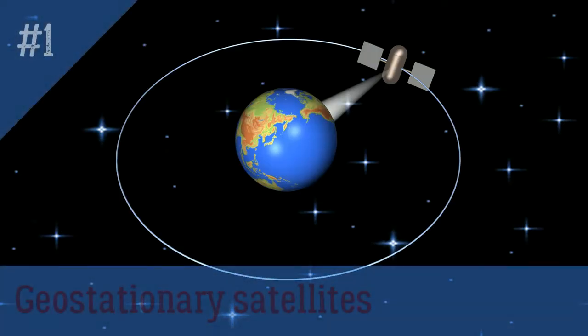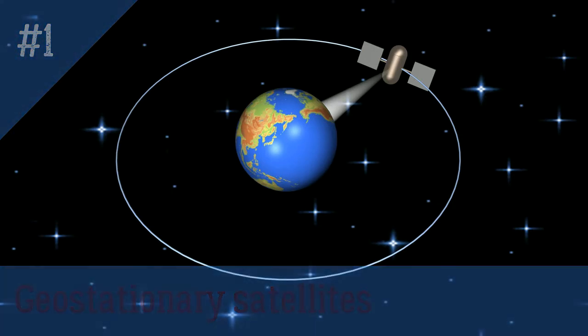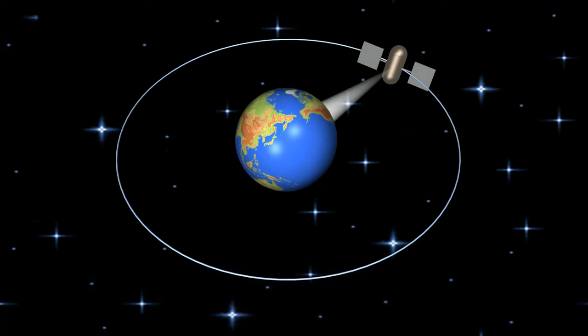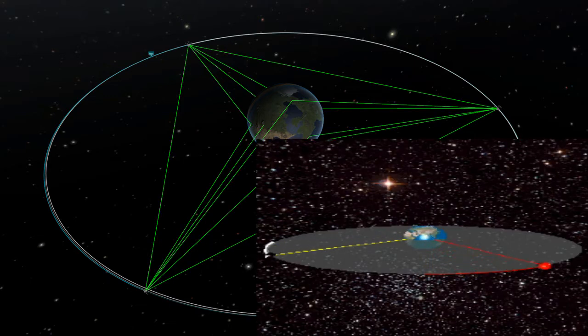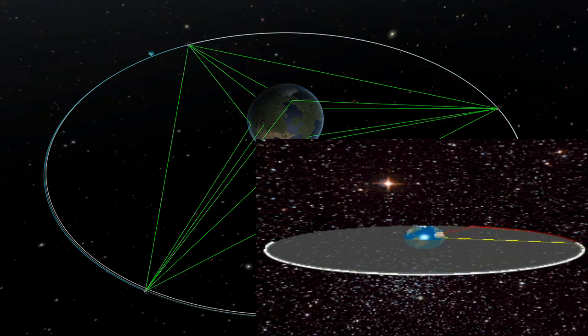Number 1, geostationary satellites. Geostationary satellites have a geostationary orbit, which is 36,000 kilometers from Earth's surface. This orbit has the special characteristic that the apparent position of the satellite in the sky when viewed by a ground observer does not change. The satellite appears to stand still in the sky. This is because the satellite's orbital period is the same as the rotation rate of the Earth.